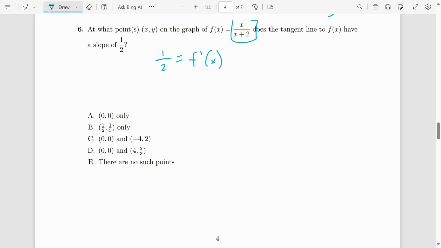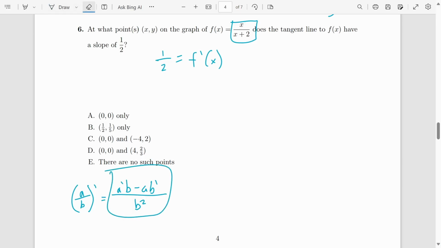So taking the derivative of x over x plus 2, we're going to need to use the quotient rule for that. The quotient rule is, if you have a over b and you want to take its derivative, that's equal to a prime b minus a b prime, all over b squared. So in this case, a is x and b is x plus 2. So just fitting both of those into our little formula here, that'll give us our derivative.